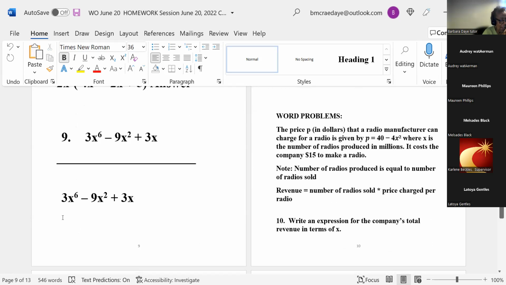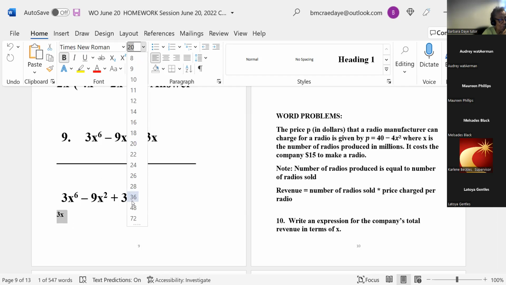Now, what's the common factor for these? Let's say 3. Very good. Okay, so we take 3. And what is the smallest power on your variables? 1, right? 3x is x to the 1. So that's your smallest. Okay. Now we've got our 3x as a factor.